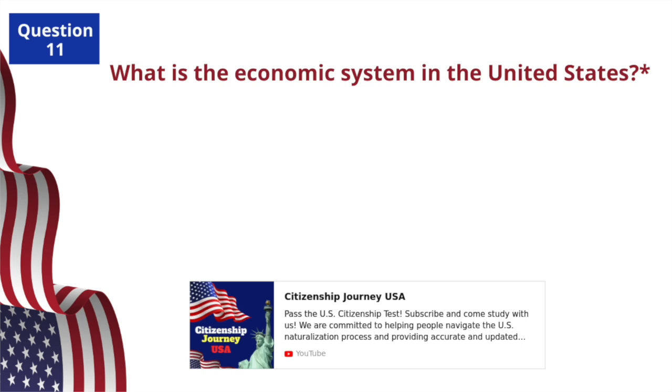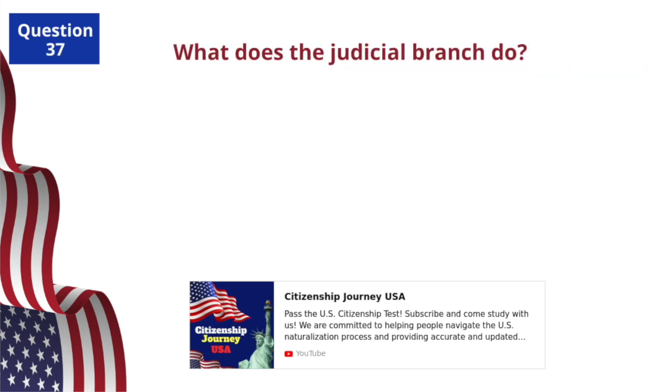What is the economic system in the United States? Market economy. What does the judicial branch do? Reviews laws.